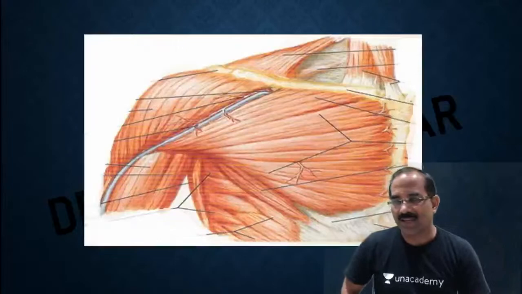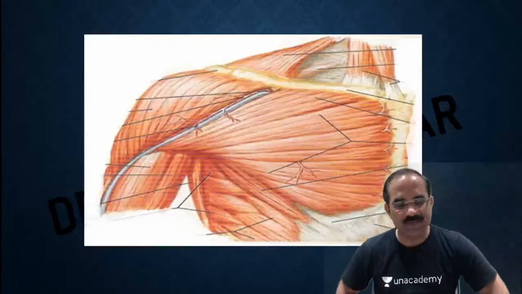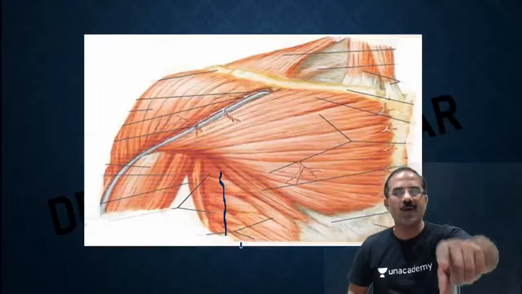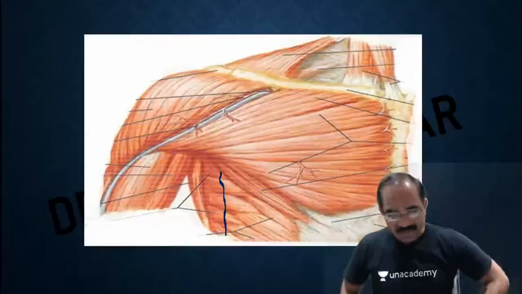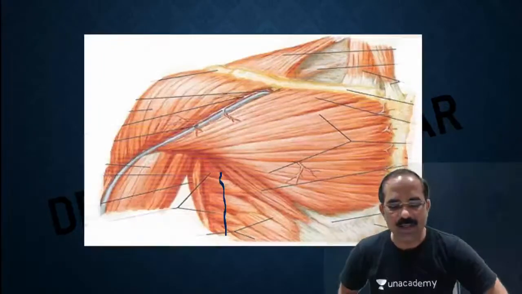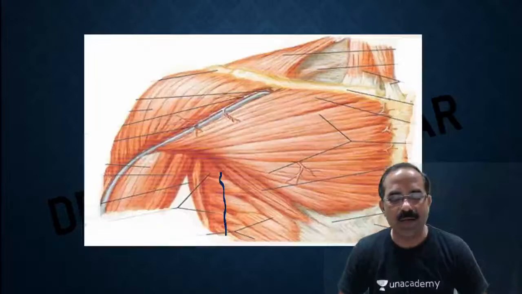What is the nerve supply of serratus anterior? Can anyone tell me the nerve supply of serratus anterior? There's a nerve which runs over the serratus anterior. That's the long thoracic nerve. And when this long thoracic nerve is damaged, the serratus anterior gets paralyzed.